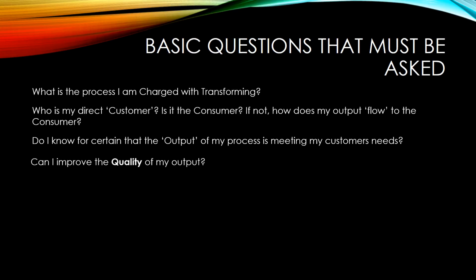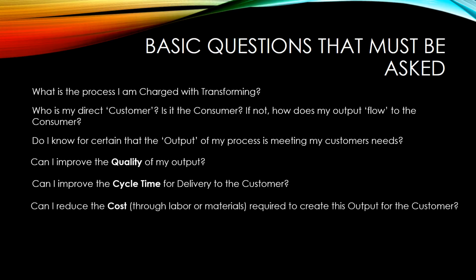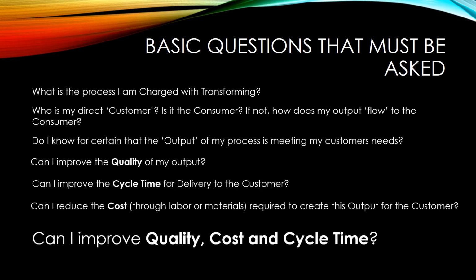And you want to focus on one of three areas. Am I improving the quality of the output I'm sending out? Can I improve the cycle time for delivery to the customer? Can I get that product to the customer faster? And can I reduce the cost that's required to create that product for the customer? Hopefully, we want to hit this trifecta. Can I improve the quality, the cost, and the cycle time? Can I create a better product and do it with reduced costs and deliver it to my customer faster?